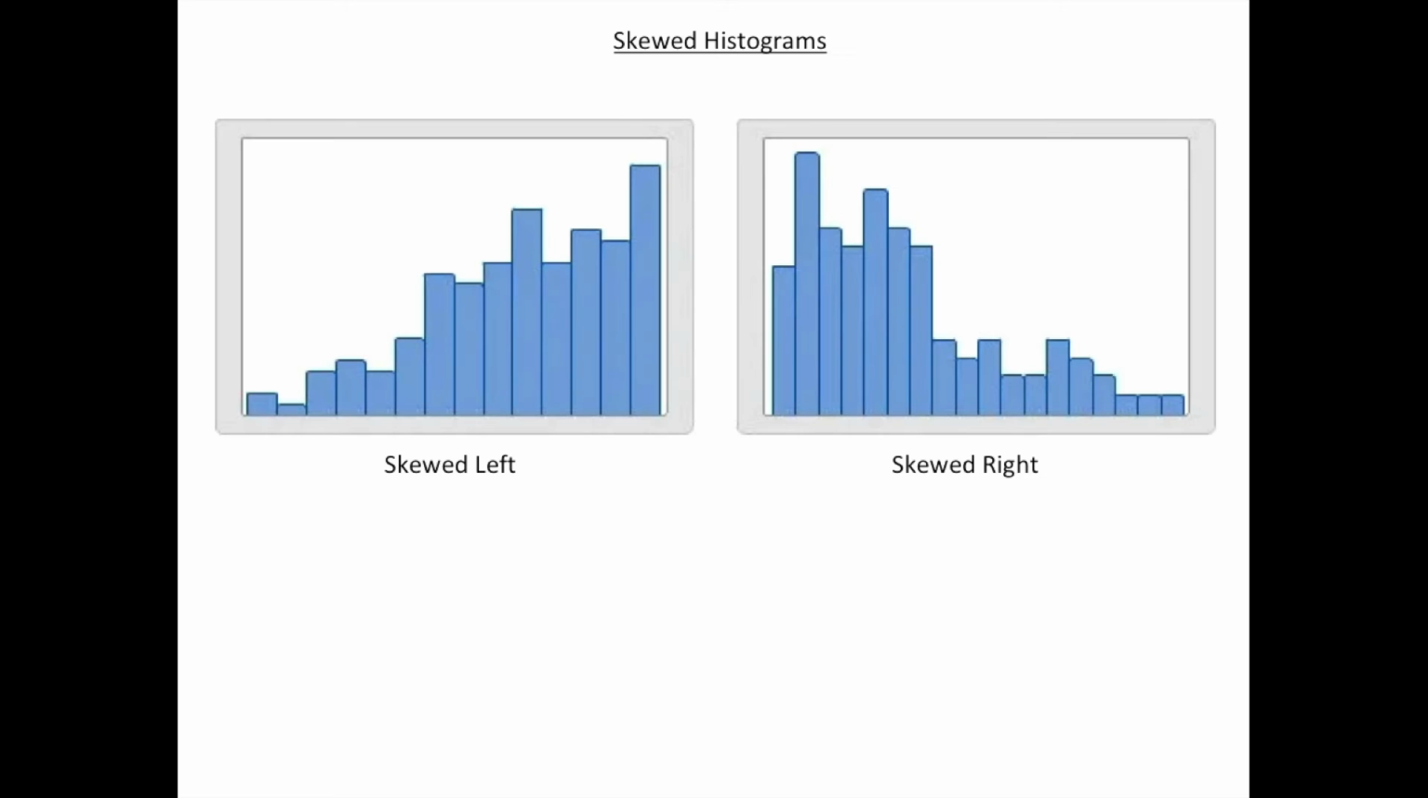Now, as for the unusual features, we typically discuss the skewedness of a distribution. And so on the left-hand side, you can see a skewed left distribution, and this is where the tail end of the distribution is going to the left-hand side. Similarly, on the right-hand side, you can see the skewed right distribution. So again, the tail is drifting off to the right-hand side.